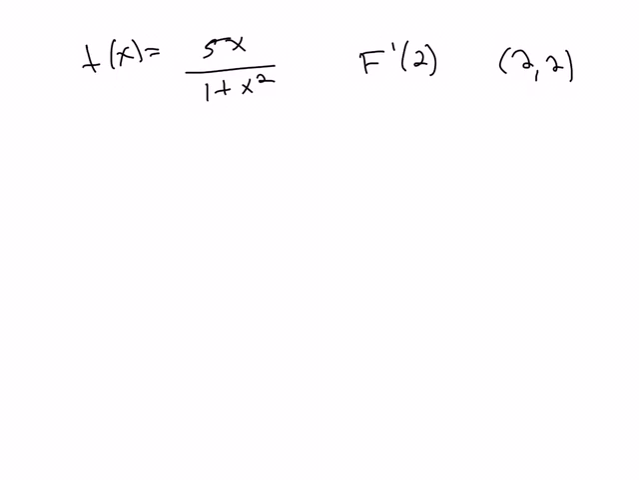So we have f of x is equal to 5x over 1 plus x squared, and we want to find f prime at 2 and use it to find the equation of the tangent line to that curve at the point 2, 2. Conceptually, we know everything that we need to do. We need to find the derivative using the definition of the derivative, and then plug in 2, so we're just going to take it in terms of 2. We're not going to find the general derivative for f of x. And then using the equation for a line, we'll finish it that way.